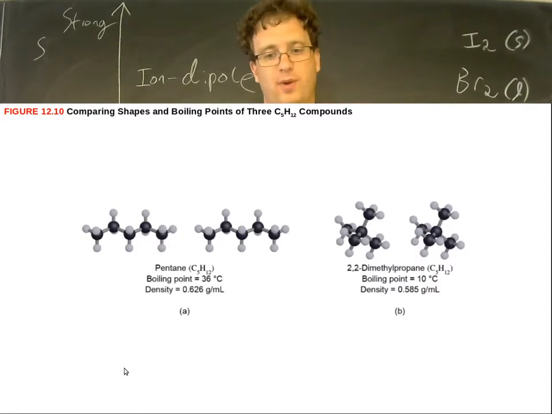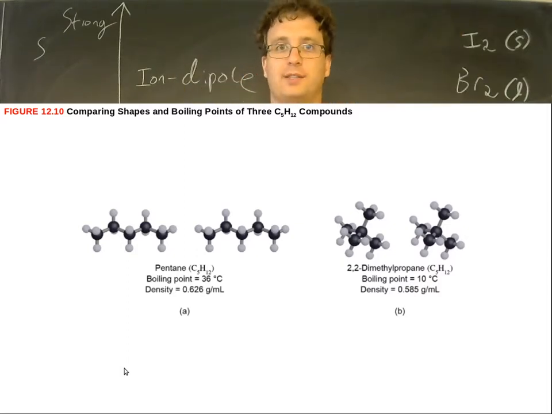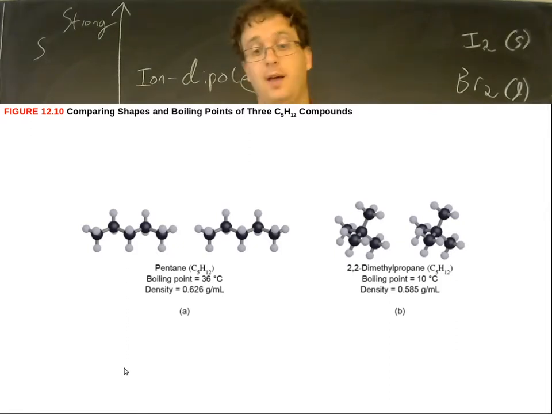The one on the right has got branches going every which way, and so it has a high branchedness, and that gives it a lower surface area for its mass, and a lower strength of intermolecular forces, lower boiling point and melting point. Okay, that's it for 12.1.